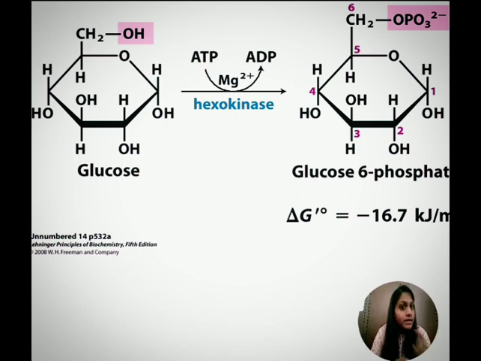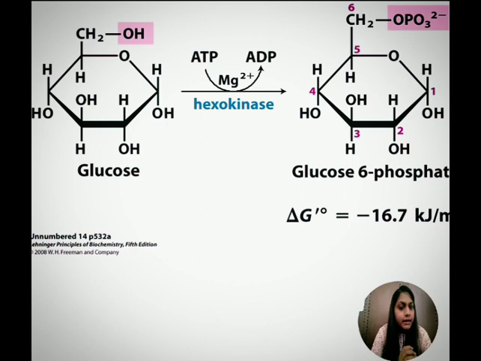Okay, and what is the enzyme that catalyzes this reaction? That is hexokinase. Glucose is phosphorylated to glucose 6-phosphate with the help of enzyme hexokinase. So this is the first and committed step of glycolysis, and it's an irreversible step. It's very important. Keep that in mind, right?